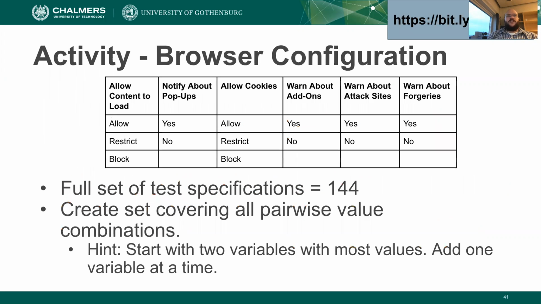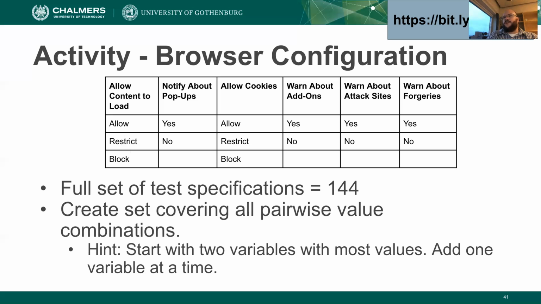All right, so we have a little bit of time left, and we're going to do one more interactive exercise. Here we are designing system-level tests for a web browser with multiple configuration options, and you've extracted a total of 6 choices. Do you allow content to load? Allow, restrict, or block are your values. Do you notify about pop-ups? Yes or no. Do you allow cookies? Allow, restrict, or block. Do you warn about add-ons? Do you warn about attack sites? Do you warn about forgeries? So you've got 6 different choices, 2 with 3 options, 4 with 2 options. That gives you 144 for the full set of test specifications.